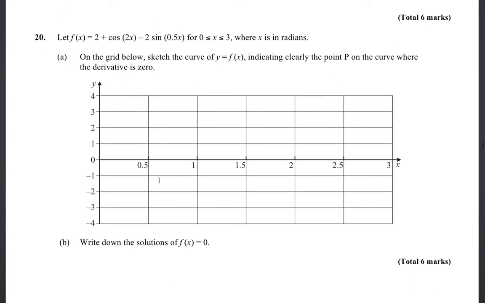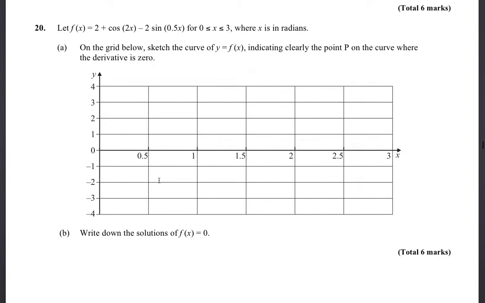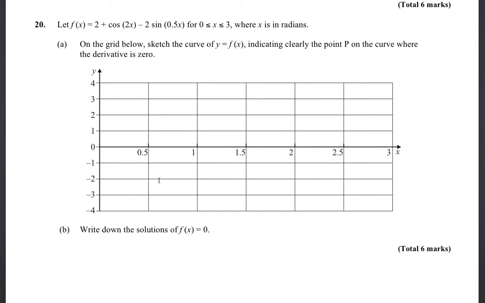Let f of x equal to 2 plus cos 2x minus 2 sine 0.5x for x between 0 and 3. On the grid below, sketch the curve, indicating clearly the point P on the curve where the derivative is 0. So let us draw. Basically the maximum and minimum points, the point P on the curve.